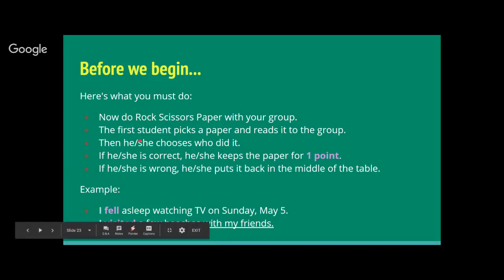We write I. Okay. If he or she is correct, he or she keeps the paper for 1 point. If he or she is wrong, he or she puts it back in the middle of the table, and then the next student goes. Okay. So I'm going to give you about 3 minutes to do this with your partners.